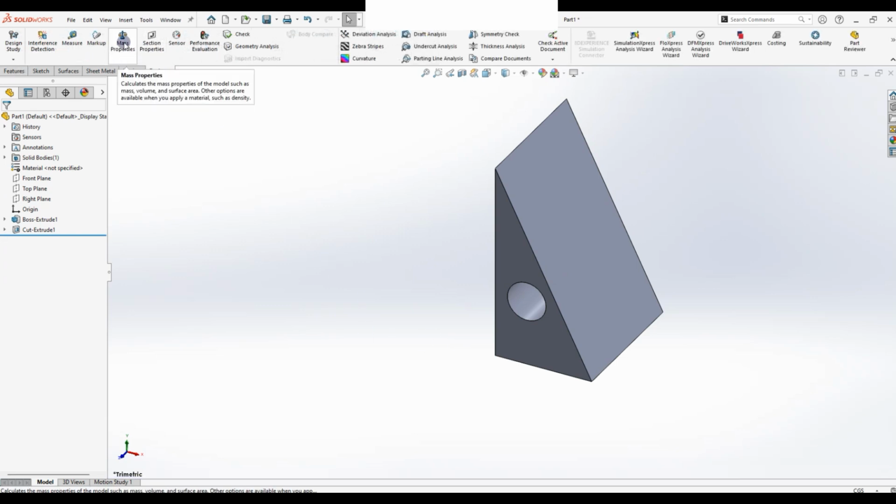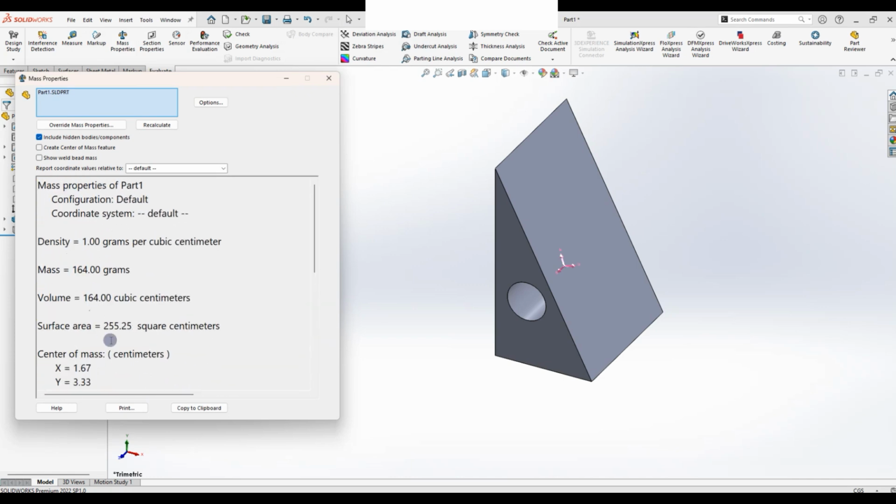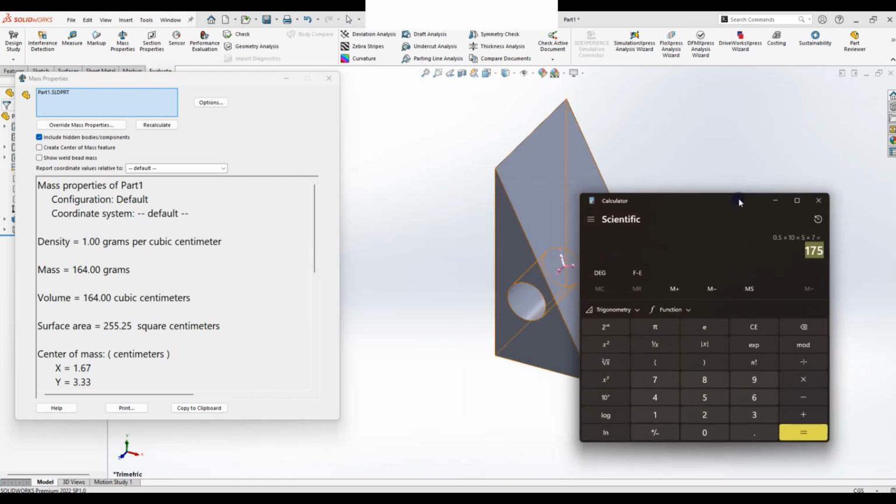So going to Evaluate and Mass Properties. We got the volume of the triangle is 164 after cut. Before cut we got 175. Please note this. Okay, let's find out theoretically.